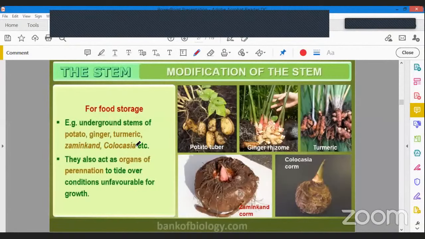They also act as organs of perennation to tide over conditions unfavorable for growth. So what do you mean by organs of perennation? These will again grow back. So keep that in mind. In unfavorable conditions, they'll stay inside the soil, and once the favorable conditions come in, they'll grow back. So take it down.